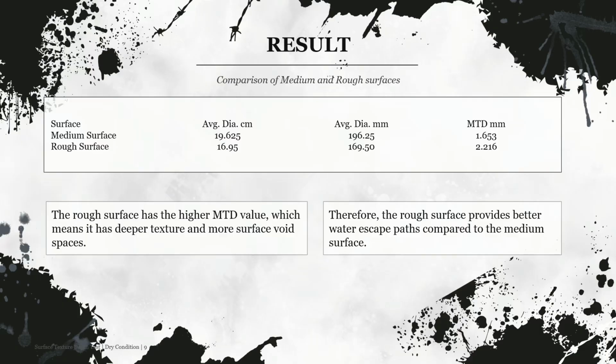For the result, the medium surface recorded an MTD value of 1.653 mm, meanwhile the rough surface recorded a higher MTD value, which is 2.216 mm. This shows that the rough surface has deeper texture and more surface void spaces compared to the medium surface. Therefore, the rough surface provides better water escape path and has better drainage potential. In conclusion, the sand patch method was successfully used to determine the MTD under dry condition.